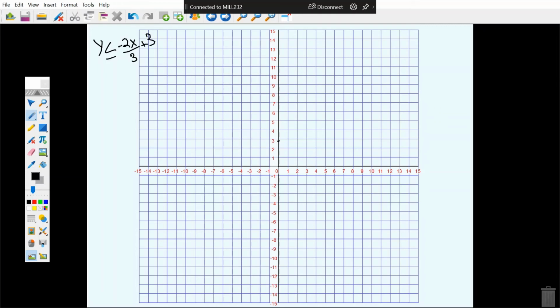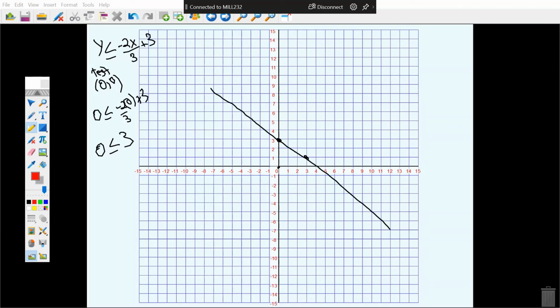My y-intercept is 3. My slope is negative 2 over 3, down 2, over 1, 2, 3. Connect my dots. I do my test. I'm going to use 0 and 0 as my test number. 0 is less than or equal to negative 2 times 0 plus 3. 0 is less than or equal to 3. That is true. So therefore, I get to shade everything below the black line.